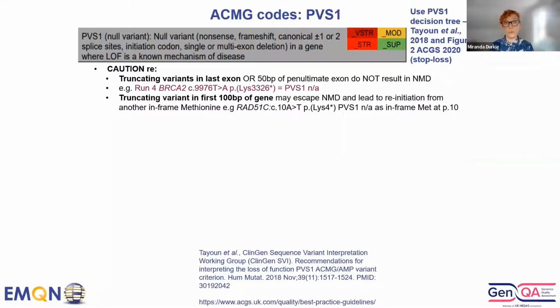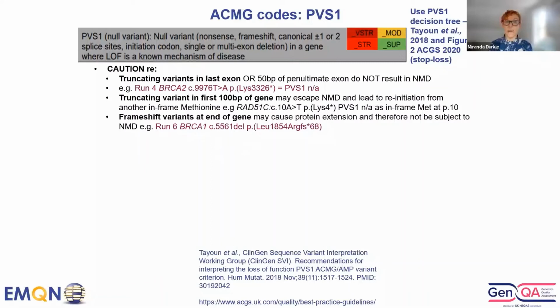Then, as Andrew also mentioned, you can get frameshift variants at the end of the gene that cause a protein extension, which may not be subject to nonsense mediated decay. The example that Andrew already mentioned was in run 6 and caused a lot of problems in classification. Using the PVS1 decision tree, we would score that as PVS1 moderate. However, you also need to check whether there is a termination codon in the 3' UTR, because if there isn't one, then you get a different mechanism called non-stop decay, and you therefore would get a null allele, and therefore you would apply PVS1 at very strong.